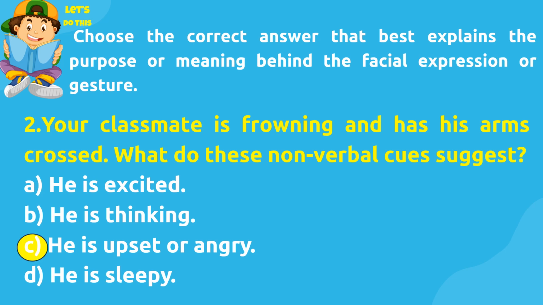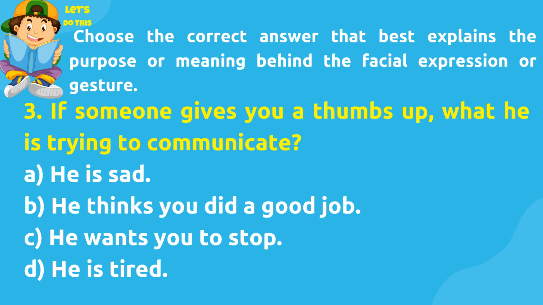Okay, the correct answer is it signifies that he is upset or angry. And number 3, if someone gives you a thumbs up, what is he trying to communicate? A. He is sad. B. He thinks you did a good job. Letter C. He wants you to stop. And letter D. He is tired. So what do you think is the answer? Okay, the correct answer is he thinks you did a good job.